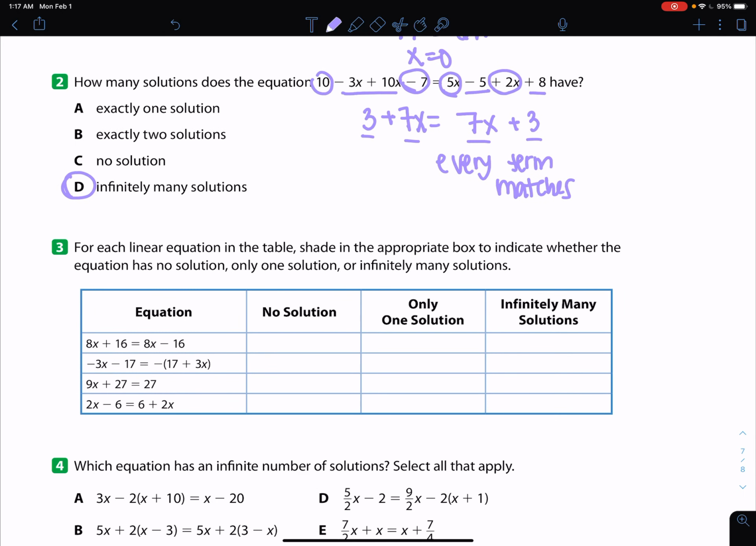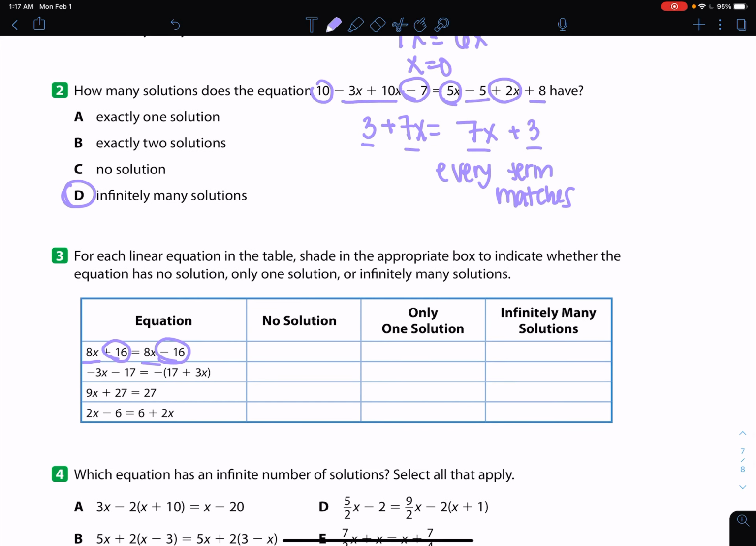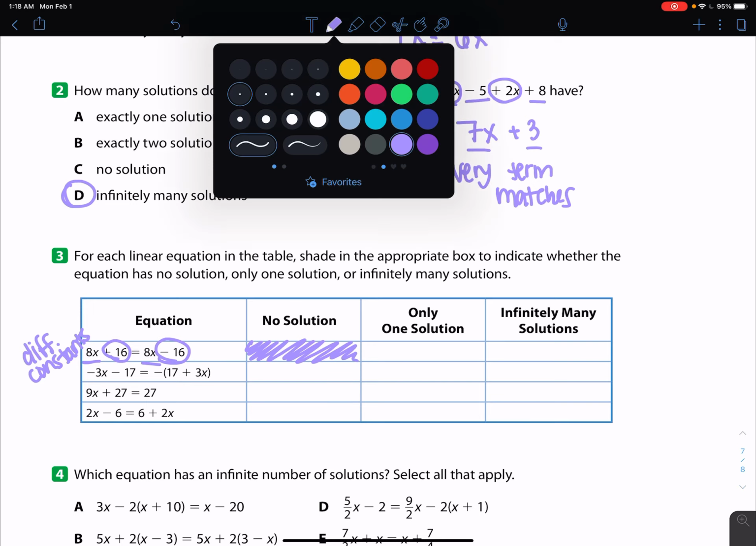Okay, moving on. So we're matching, which is still the same thing as 1 and 2, but we're just shading in the box that it goes with. So looking here at the first one, we've got the same coefficients but different constants. When you have the same coefficient but different constants, that's no solution.